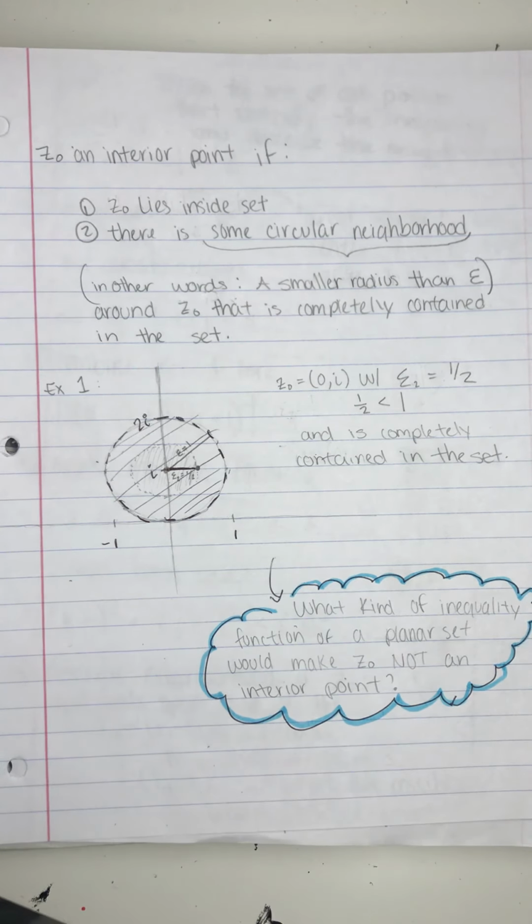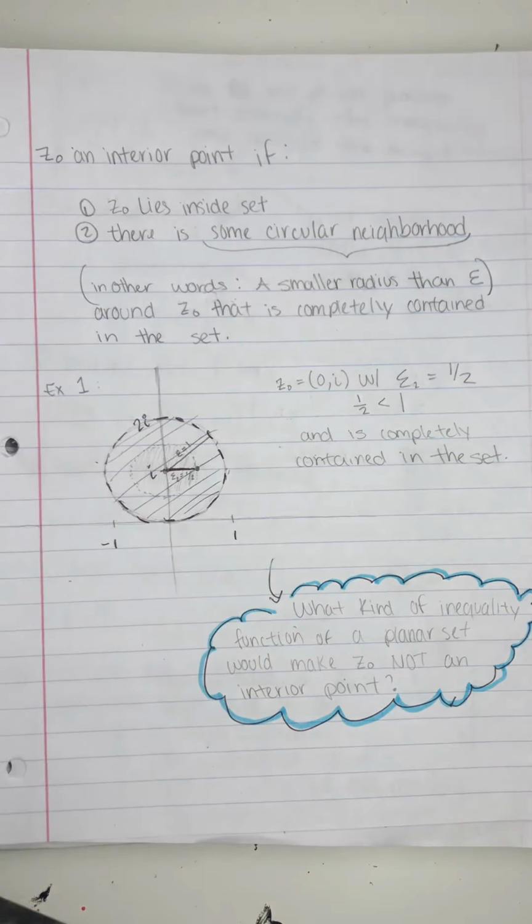And a question here would be, what kind of inequality function of a planar set would make Z sub 0 not an interior point? So again, what kind of inequality would make the center not be an interior point? And remember, there's two qualifications for Z sub 0 to be an interior point.